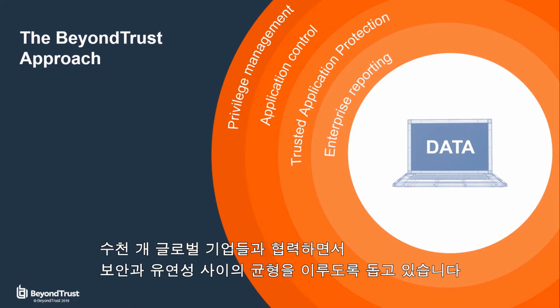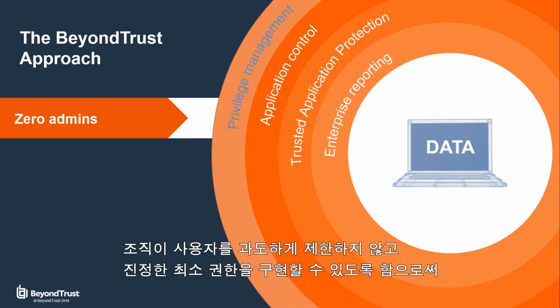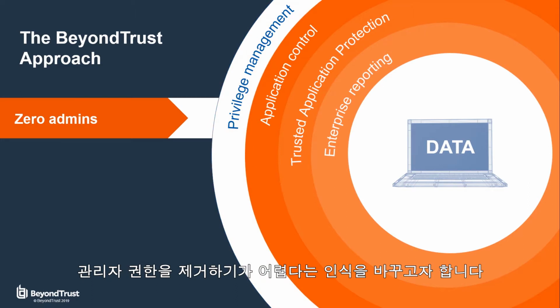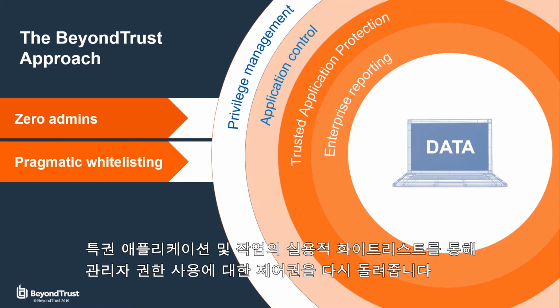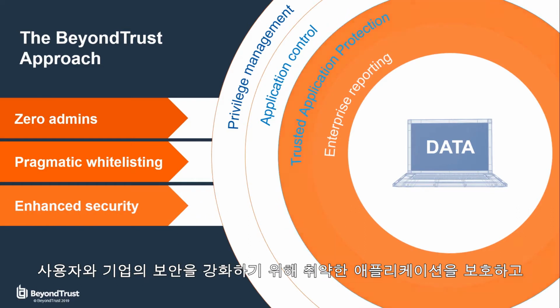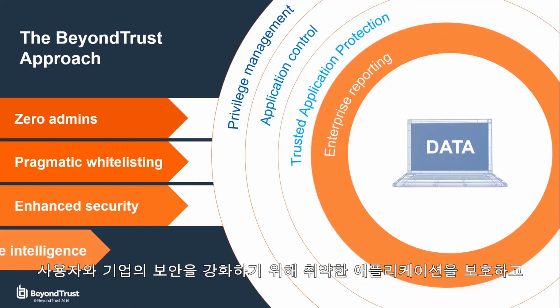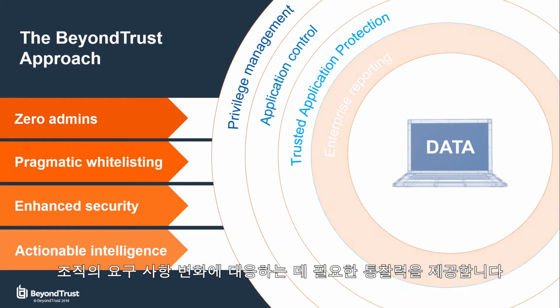We have worked with thousands of global companies, helping them strike the balance between security and flexibility. We challenge the perception that removing admin rights is hard by enabling organizations to implement true least privilege without over-restricting users. We give back control of admin rights usage through pragmatic whitelisting of privileged applications and tasks. We protect vulnerable applications, enhancing security for the users and for the business. And we give the insight needed to evolve as the organization's needs change.